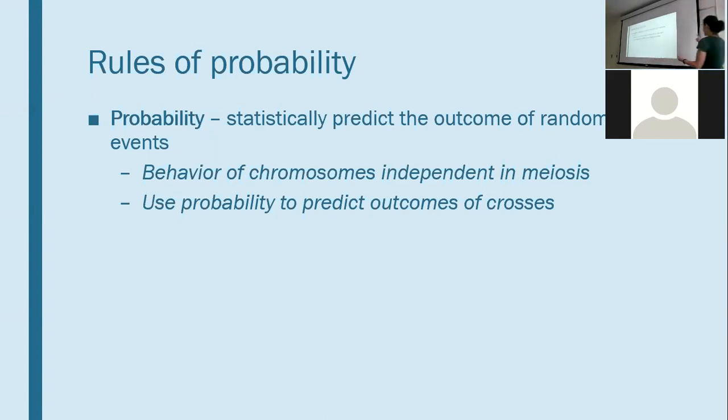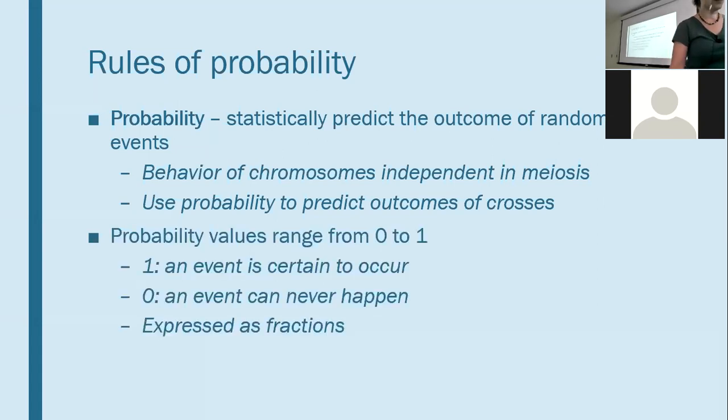Now, we've determined, with the principle of segregation and the principle of independent assortment, that the behavior of the chromosomes in meiosis is independent. They're assorting randomly, and they're assorting randomly independently of each other. So it's a series of random events, more or less, which means we can use probability to predict the outcomes of crosses.